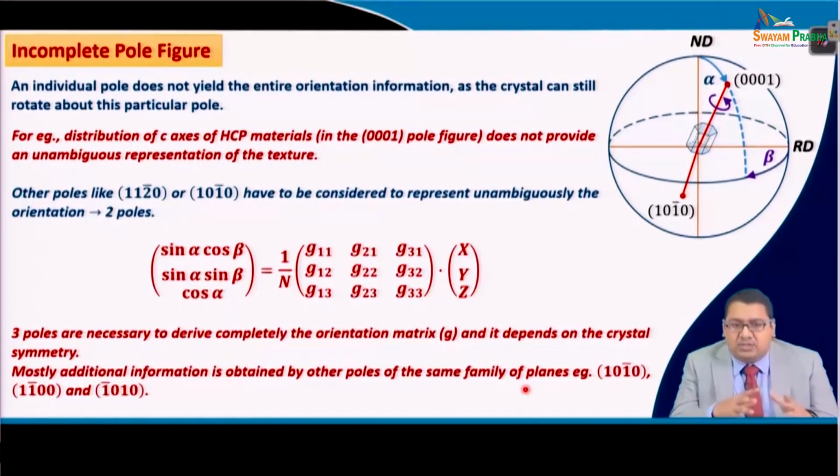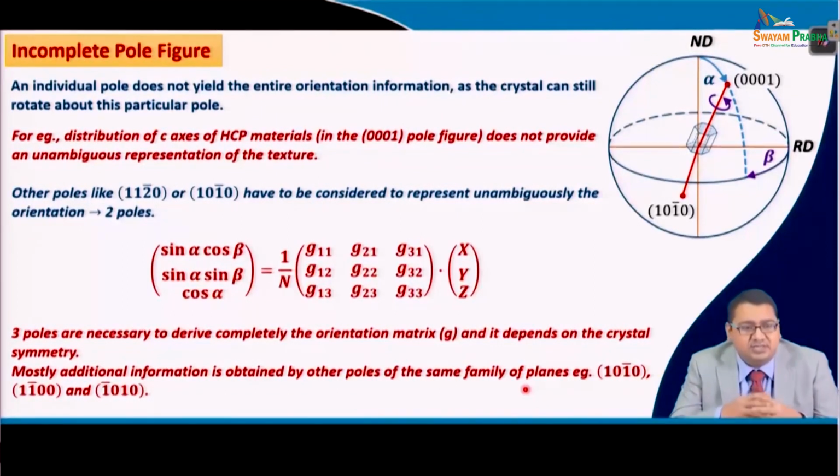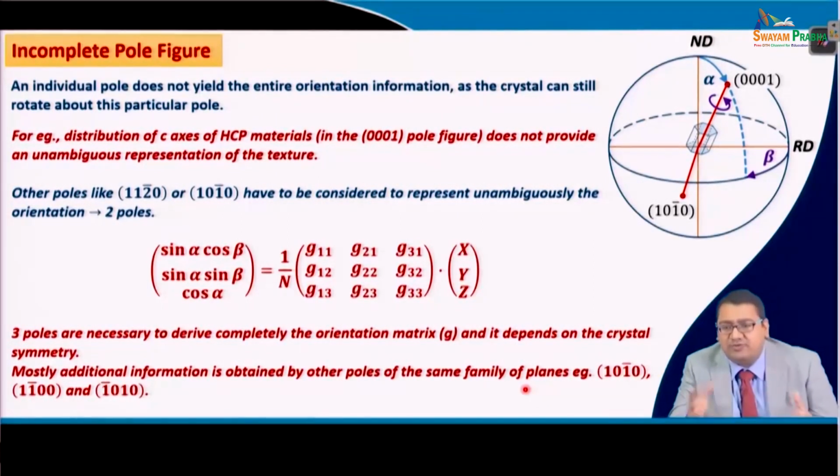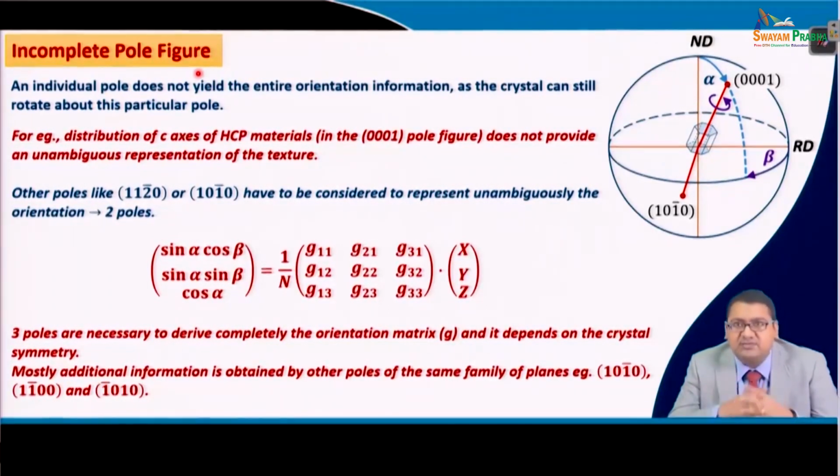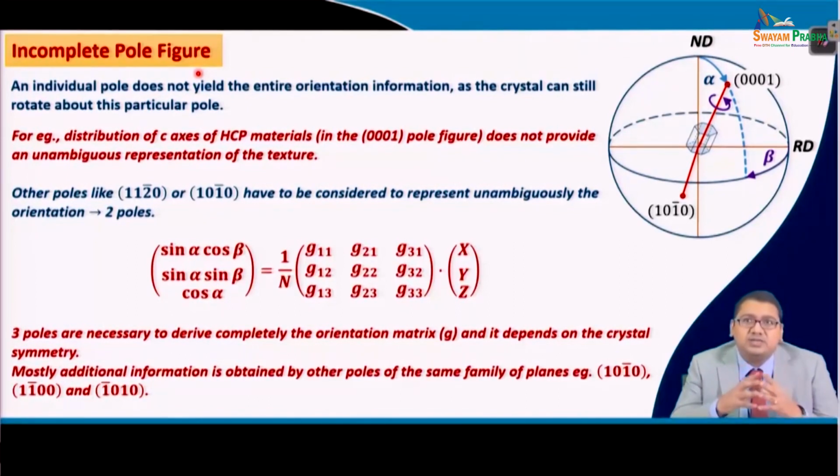Now, I wanted to show this earlier, but I forgot. So, I have added it in this lecture, and that is related to pole figures. A single pole figure is generally called an incomplete pole figure, because an individual pole usually does not yield the entire orientation information, as the crystal can still be rotated about that particular pole.